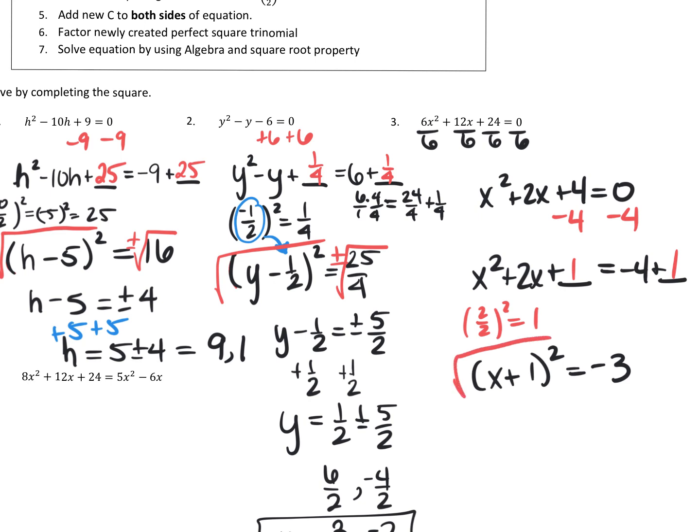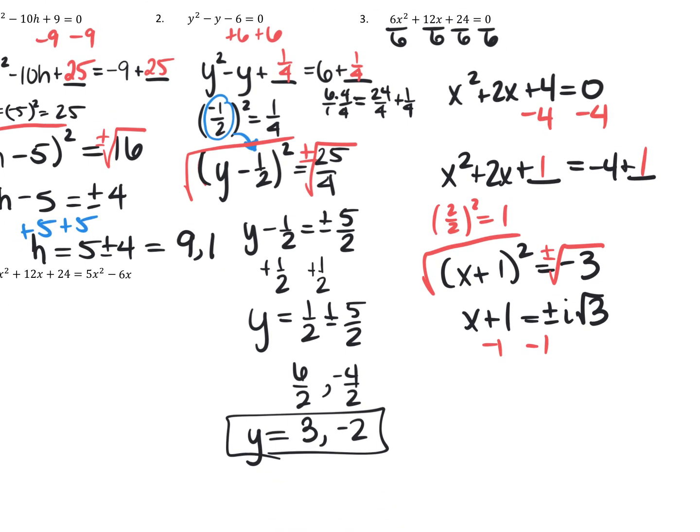Solve it. Square root. x plus 1 equals plus or minus i square root 3. That's all I can do there. Subtract 1. And x equals negative 1 plus or minus i square root 3.